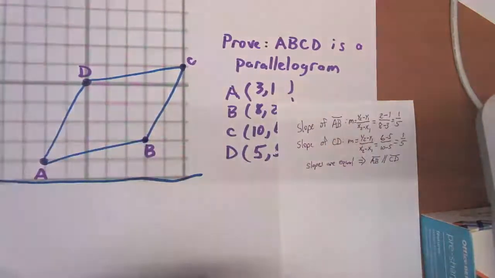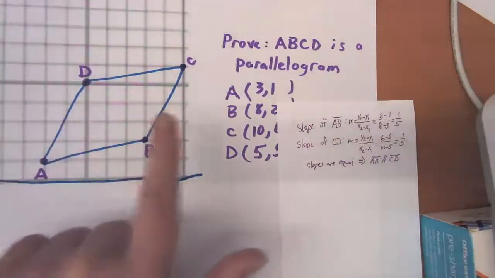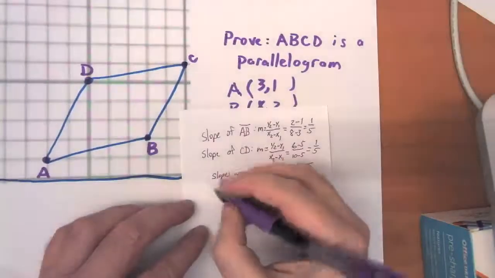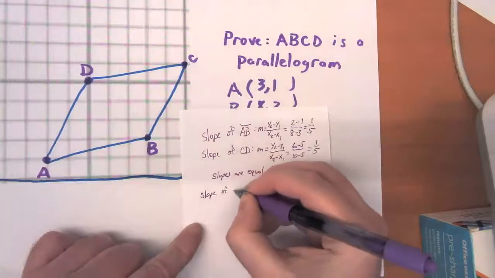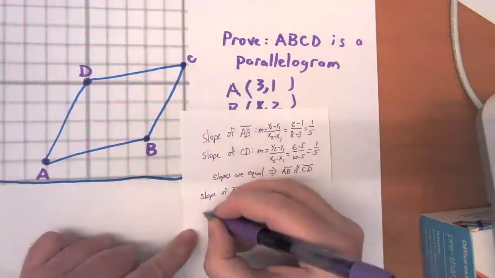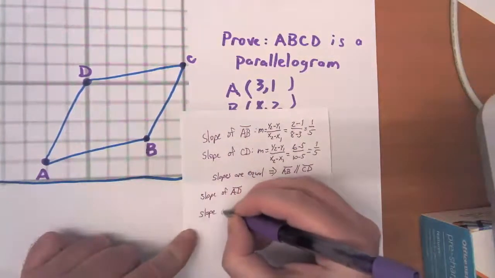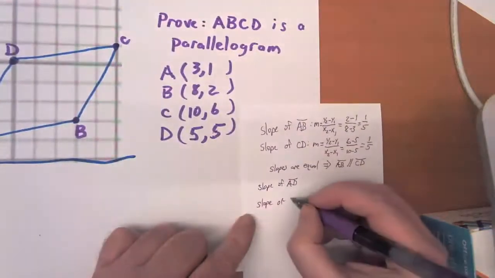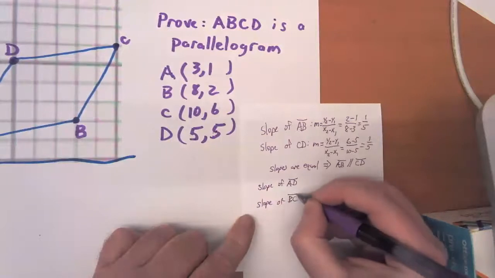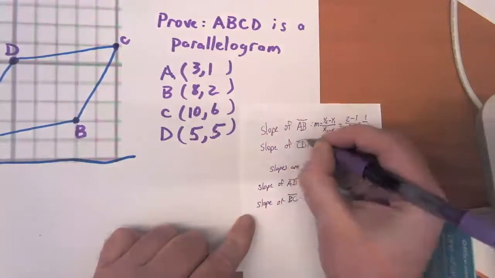But to show that it's a parallelogram, we need to show that the left and right sides are parallel as well. So we also need to calculate the slope of AD and the slope of BC. Pause the video and calculate those slopes from these coordinates and see what results you come up with when you do that.